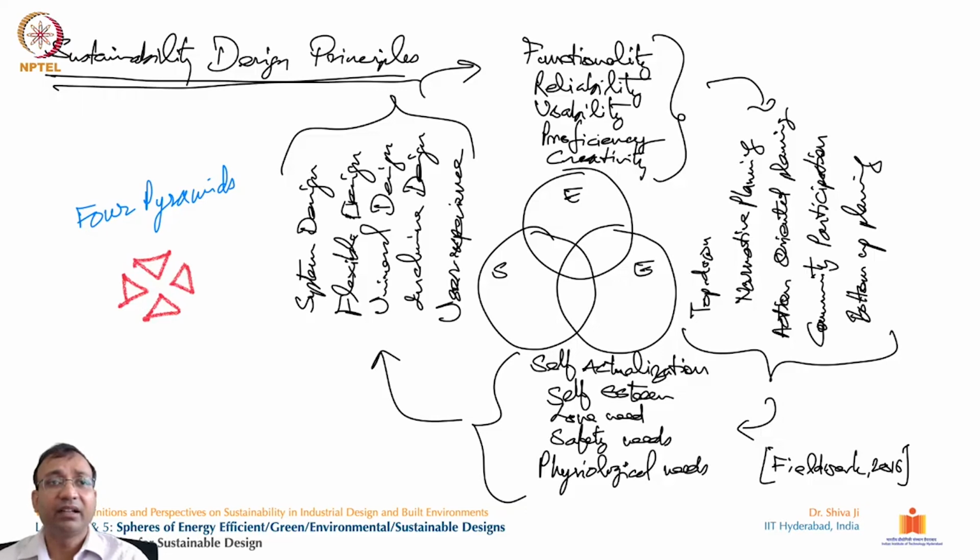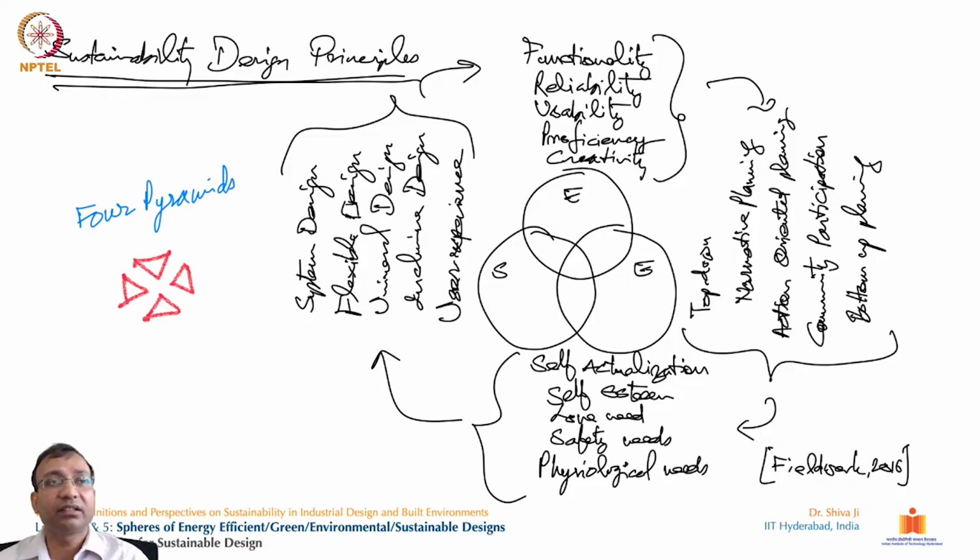On the right hand side, it starts from the bottom up planning approach, then goes to community participation, because no design can succeed without the participation of its people. The next one is action oriented planning, then normative planning, and then advocacy and the top down planning approach. So they are interrelated.